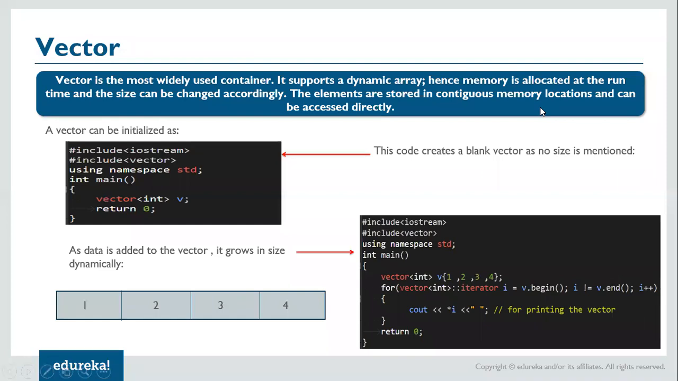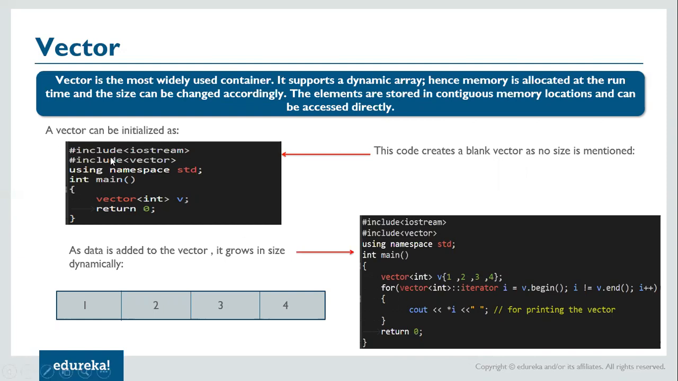So let us get started with a vector. Vector is one of the most widely used containers. It supports dynamic arrays, hence memory is allocated at runtime and the size can be changed accordingly. This point I had discussed earlier as well, that vector is dynamically resizable and the elements are stored in contiguous memory locations and can be accessed directly. Directly meaning that you can simply access them with the help of an index, and it's very easy, and you can even randomly access the elements of a given vector.